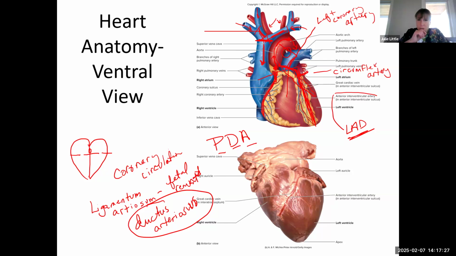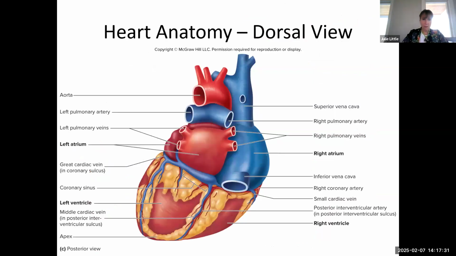Anything on this picture I haven't shown you? You have to know all the pieces of the heart. Now, if we look at the dorsal surface or dorsal region of the heart, what we're going to see is that everything looks crazy funky, but it's just the back of the heart. And you have to know the back, just like you have to know the front, because the back exists.